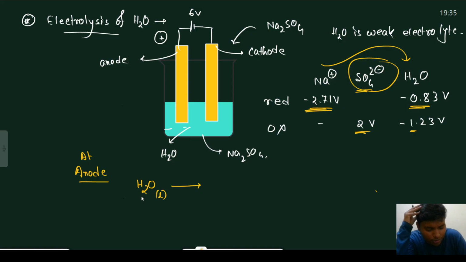H2O2. Oxidation means what? Removal of hydrogen. So hydrogen is removed. So what will remain? Oxygen. Now oxygen cannot remain single, so O2 will be there. Yes or no?